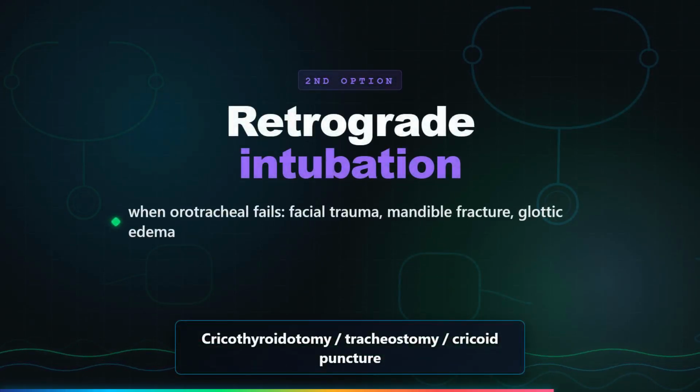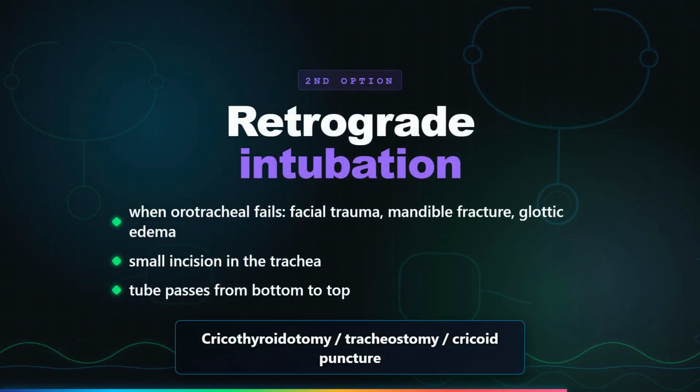If even that doesn't work, you move on to cricothyroidotomy, which is making an emergency access through the cricothyroid membrane to ventilate the patient, or tracheostomy, which is a more formal surgical access to the trachea, or even cricoid puncture, which is literally puncturing the cricothyroid membrane with a large caliber needle to allow air entry while you prepare something definitive.